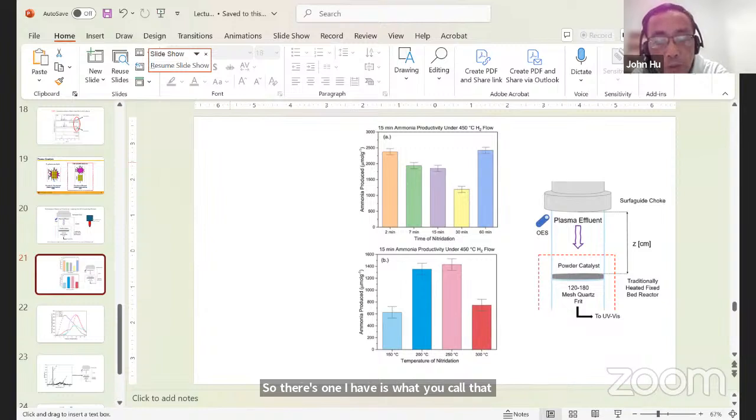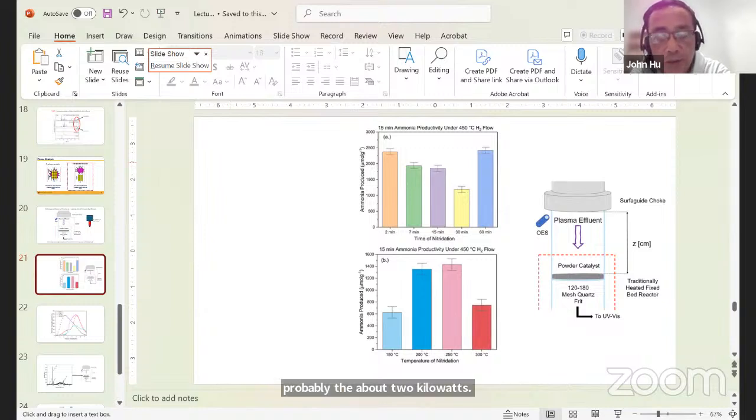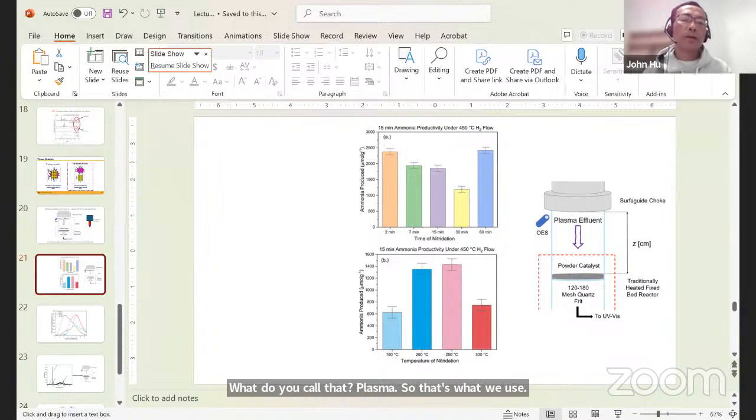You can generate a plasma with any microwave, but to sustain or maintain plasma is tricky. So you probably need to go back to use the magnetron. I would say about 2 kilowatt with the magnetron to sustain the plasma. So that's what we use. We generate plasma using a magnetron.